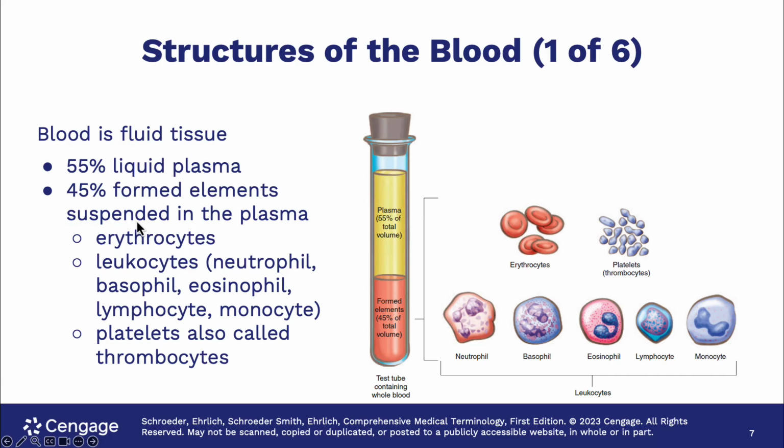The 45% is made up of three main things: erythrocytes, which are what we call red blood cells typically, leukocytes, or white blood cells, and these include neutrophils, basophils, eosinophils, lymphocytes, and monocytes. And then platelets that are also called thrombocytes. And platelets are very small cells. And I should note that the plasma that was injected in my hip was what's called platelet-rich plasma. And so the platelets were still in that blood sample, but the other blood cells were removed from it.